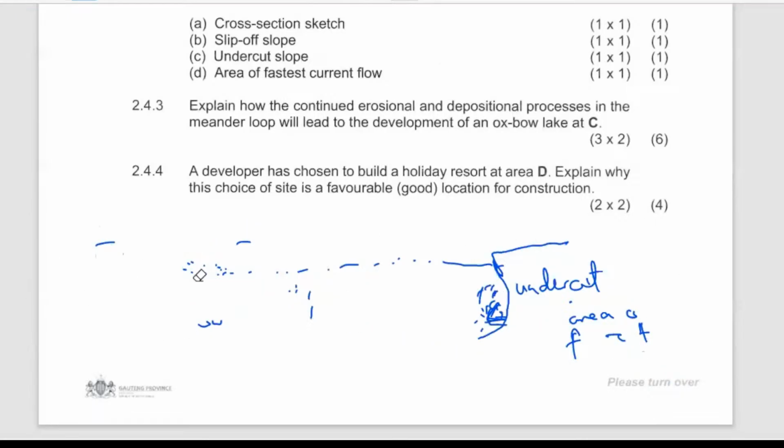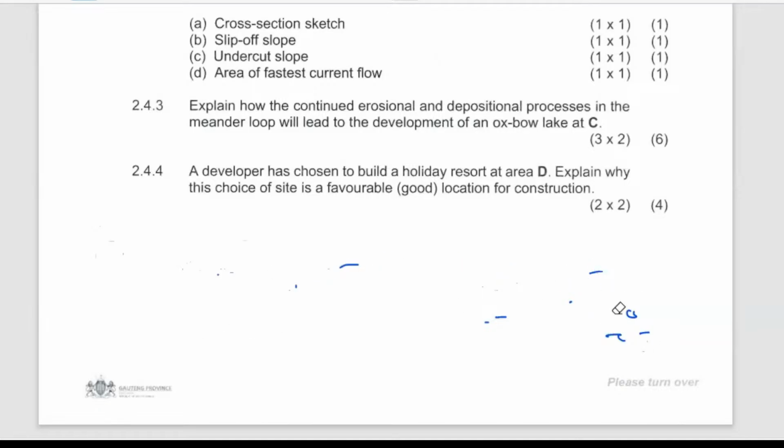The next question is saying, explain how the continued erosional and depositional processes in the meander loop will lead to the development of an oxbow lake. Right, we'll just summarize that by illustrating a meander loop and see how the meander loop is going to be ultimately eroded as the river manages to establish a straighter course along the river channel. Right, we are saying in this situation, we are having a meander, and that meander is giving us a meander loop, or a meander neck.